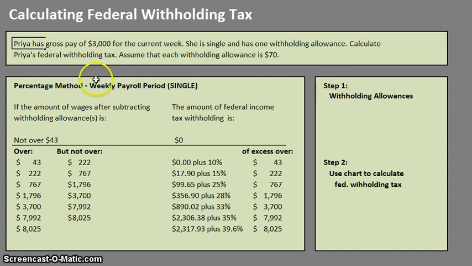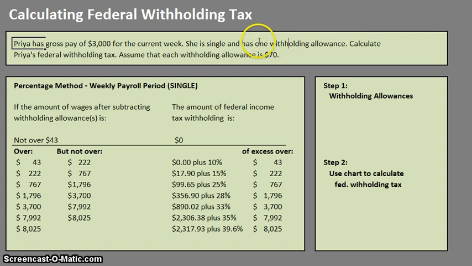Now, in order to complete one of these problems, you need a bit of information. They need to provide you with the gross pay or the means of calculating gross pay. For example, the number of hours someone's worked as well as their hourly wage. They need to let you know how they are going to be filing, single, married, and they also need to tell you the amount of the withholding allowance.